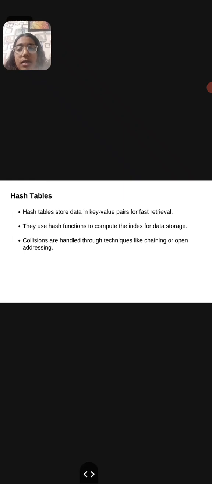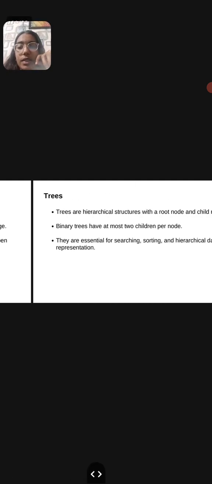Next is hash tables. Hash tables store data in key-value pairs for fast retrieval. They use hash functions to compute the index for data storage. Collisions are handled through techniques like chaining or open addressing.